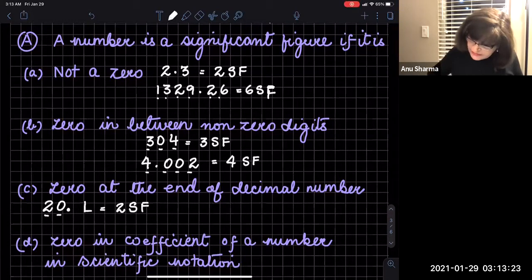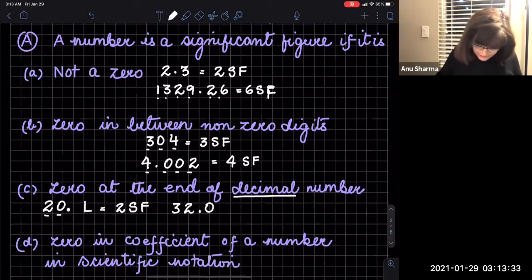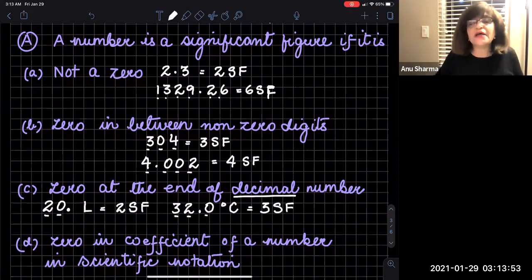Similarly, decimal numbers are kind of important. So for example, you have a number 32.0. Now 32.0, let us say this is 32.0 degrees Celsius. So this is going to be 32.0. That means three significant figures. All the three are counted. So just because decimal is there, that zero is important.